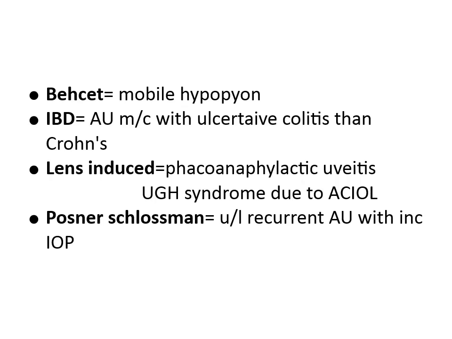You should also know what is a UGH syndrome, that is uveitis plus glaucoma plus hyphema, most commonly seen in an ACIOL lens. When you put a lens in the anterior chamber, there is usually disruption, and this is causing uveitis, glaucoma plus hyphema. Then you should know what is Posner-Schlossman syndrome. So here the patient will have unilateral recurrent anterior uveitis plus an increased IOP.